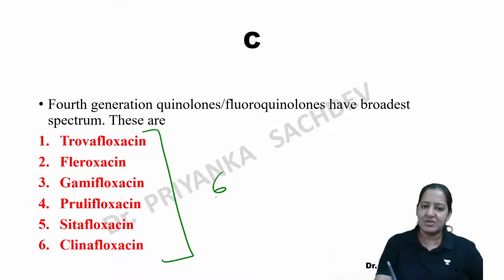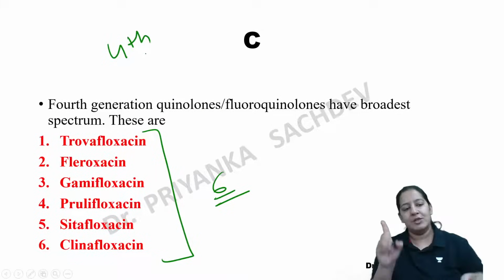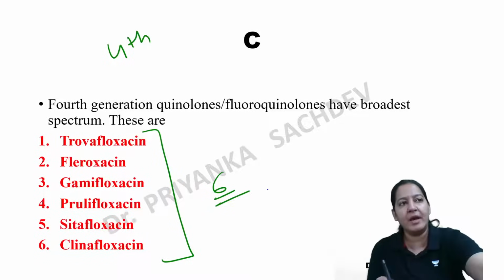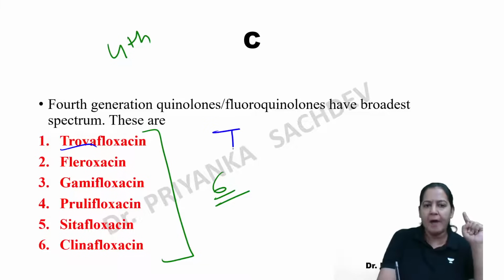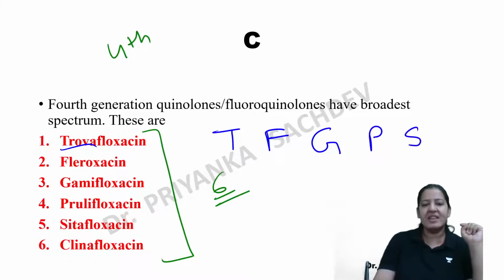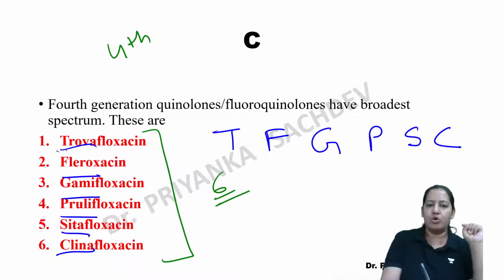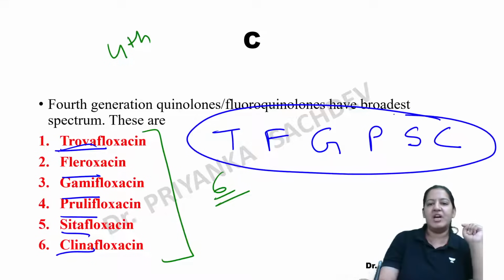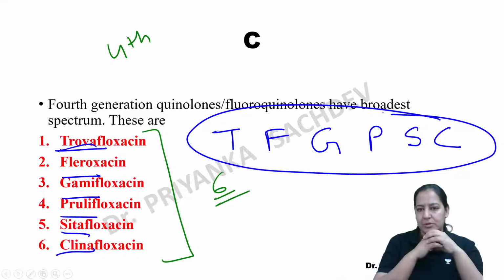So you should learn these 6 drugs. They should be at the tip of the tongue, the 4th generation, the broadest. So make some mnemonic. Kishore, can you make a mnemonic for me? Amar, Sufi, can you? The drugs are Trova, Flero, Gami, Pru-li, Sita, and Clina. Sita, Clina, Pruli, Gami, Flero, Trova. Please take the initials, make some mnemonic, and help others also.